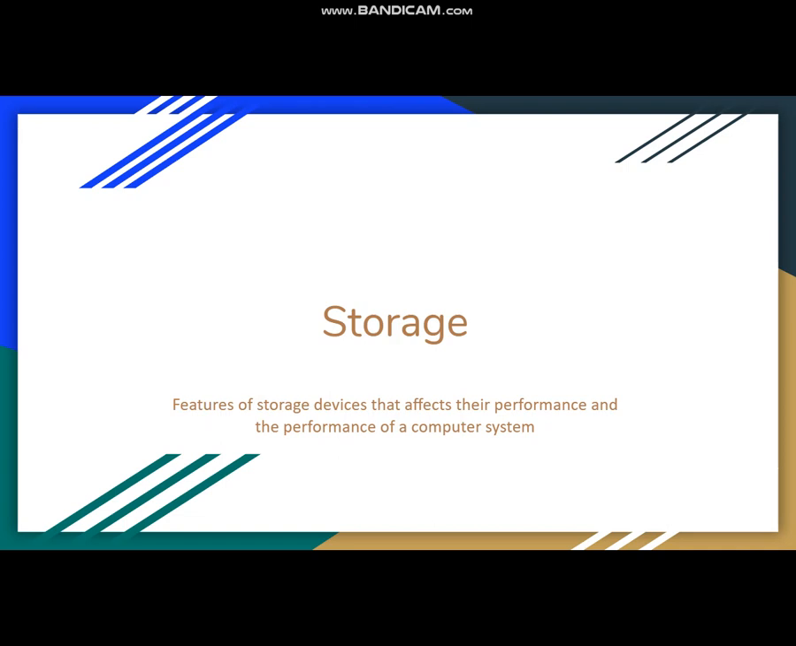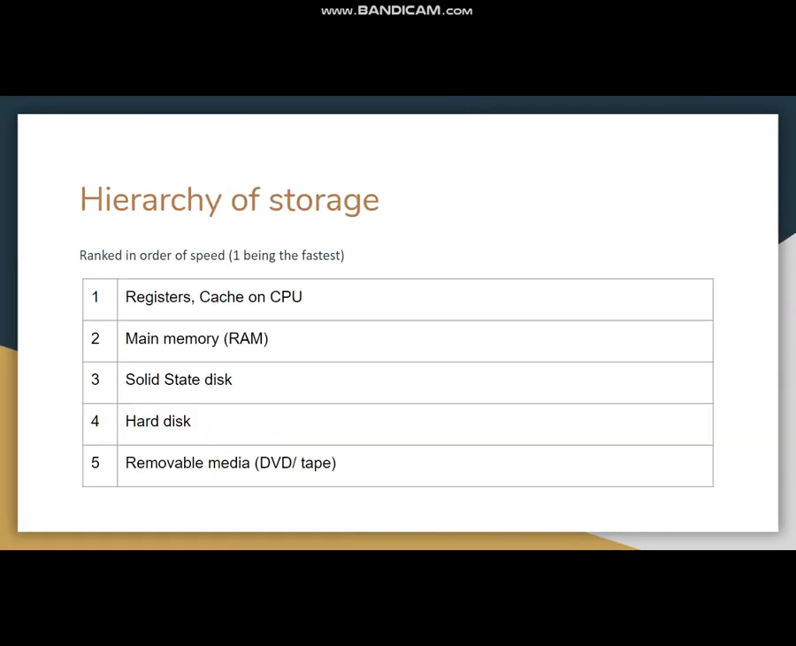Okay, so in this lesson we're going to be talking about storage, and we're looking at the features of storage devices that affect their performance and the performance of a computer system. So here is a ranking of how fast they are. Registers are ways of storing things temporarily on the CPU, and we mentioned cache on the CPU before, which is similar to registers. They're very fast because we know that the CPU is very fast. So that's the fastest form of storage, as it were.